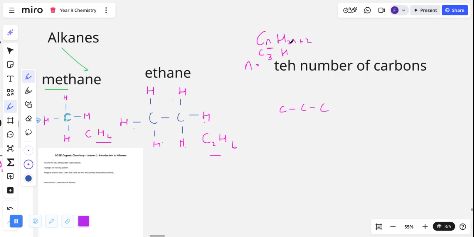H. 2N means 2 times N. So I've got 2 times N, which we know is 3, plus 2. All right, so the only thing you'll change is that N to 3. 2 times 3 is 6, add 2 is 8. So we end up with C3H8.